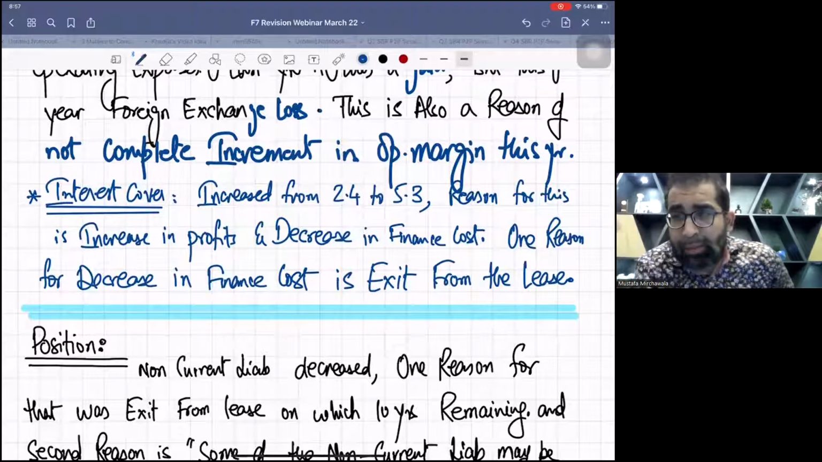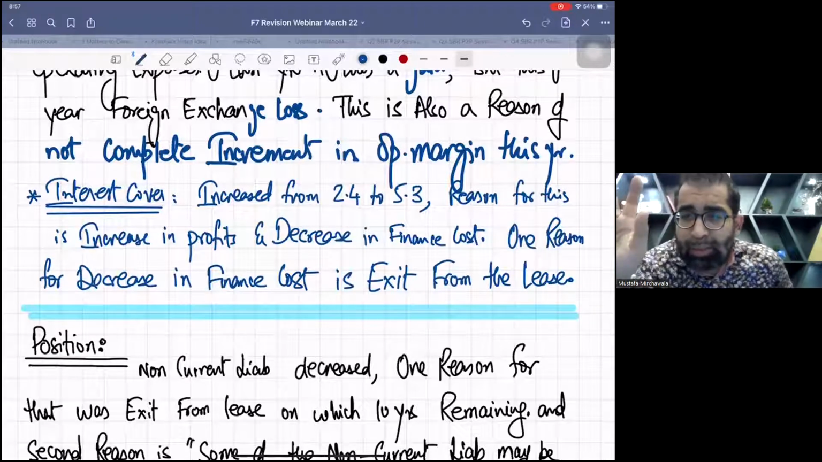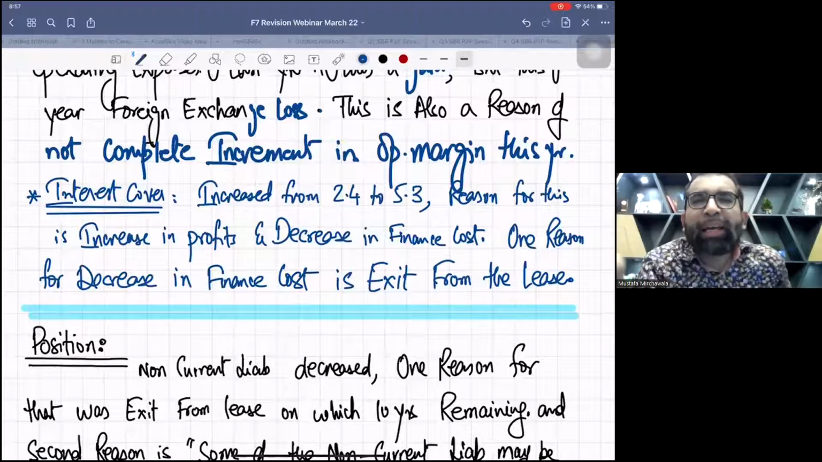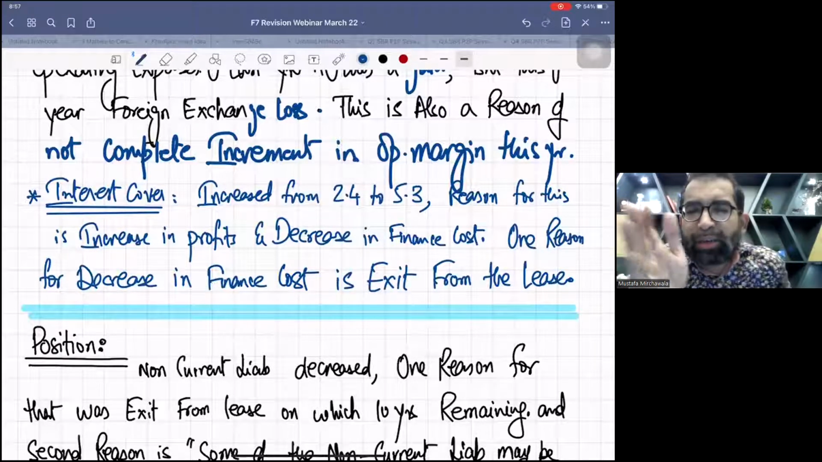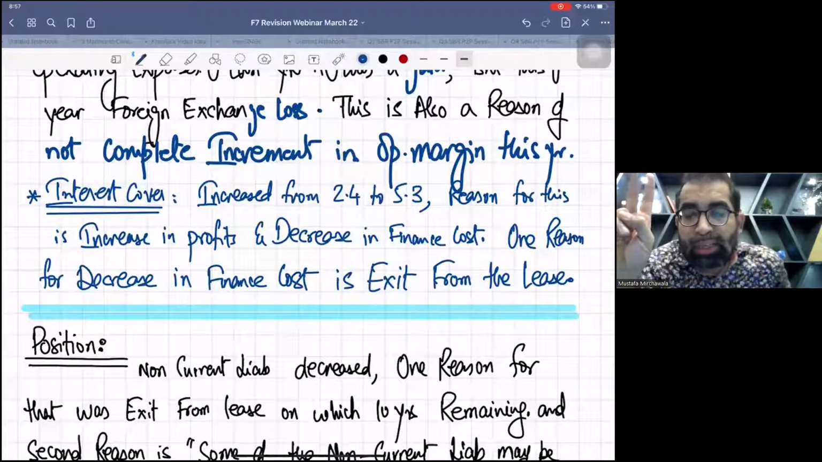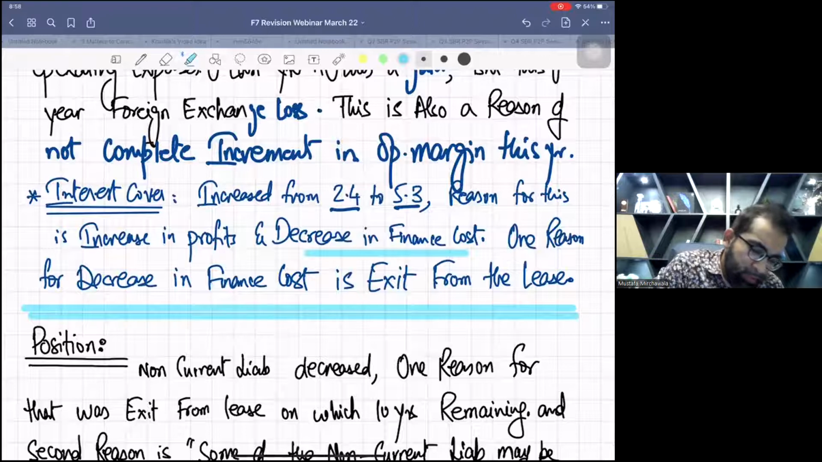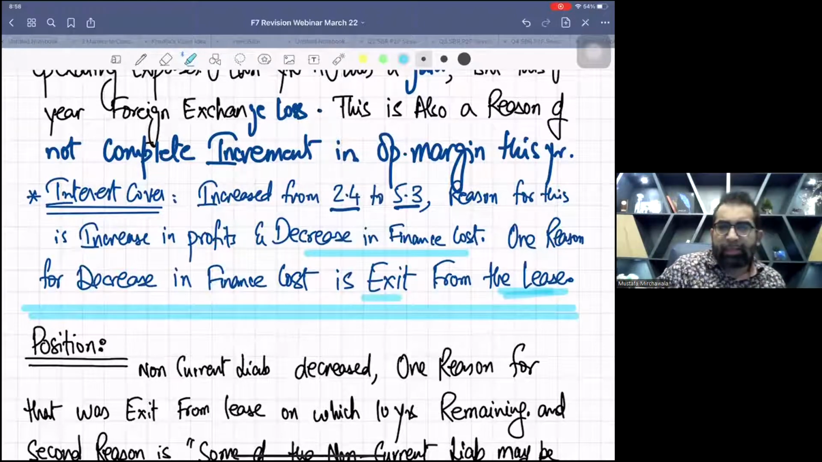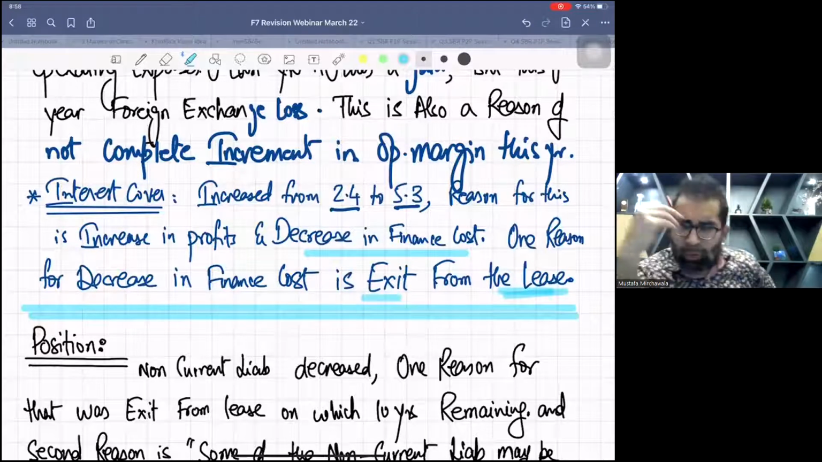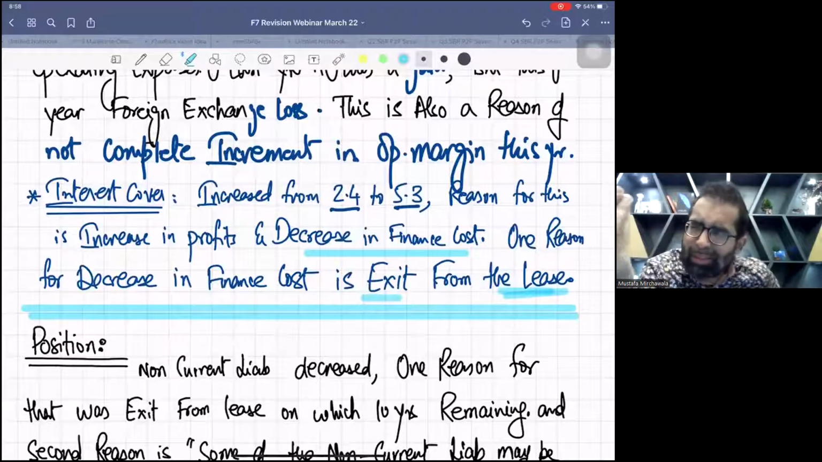Now, can anybody tell me, I asked you previously and you gave me a good response: why did your finance cost go down? Because there was a decrease in non-current liabilities. We just finished the lease, the exit of the lease was a positive point. So read it: increase from 2.4 to 5.3 times. The reason for this is the increase in profits and decrease in finance costs. One reason for the decrease in finance costs is the exit from the lease. So this is the simple way of discussing this topic, right?